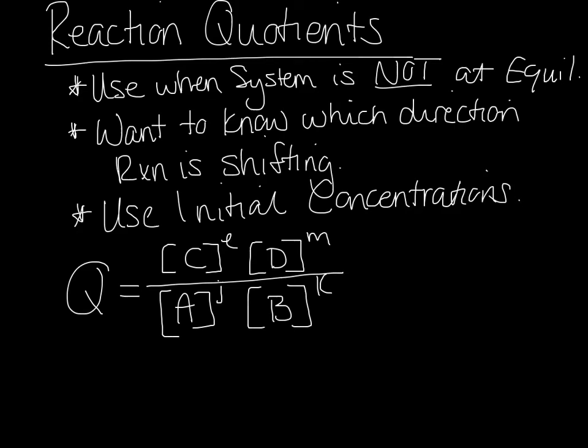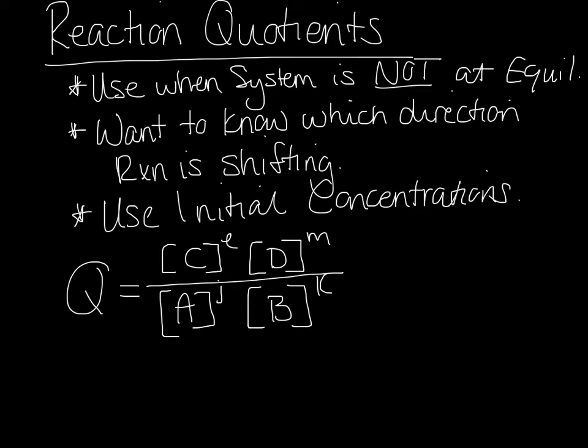Hi guys, this video is on reaction quotients, and this basically explains how we interpret this particular piece of information. We use the reaction quotient, or Q, when the system is not at equilibrium, and we are trying to find which direction the reaction is shifting. Is it shifting back to the products? Is it shifting back to the reactants?